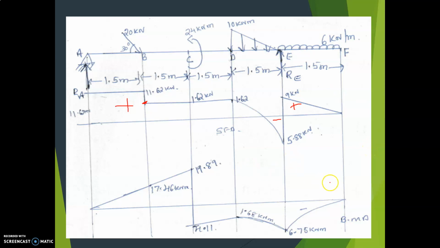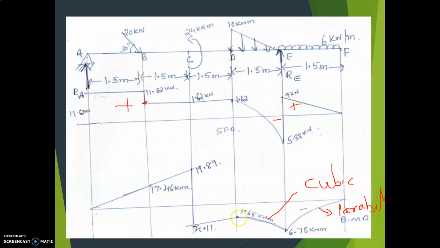Then draw the bending moment diagram. This is 0 at F. At E it is minus 6.75. And the shape is a curve. This is a parabolic curve, and 6.75. Then at D it is again 1.68. Show this curve. This is cubic parabolic. Okay, this is cubic parabolic because it is UVL.